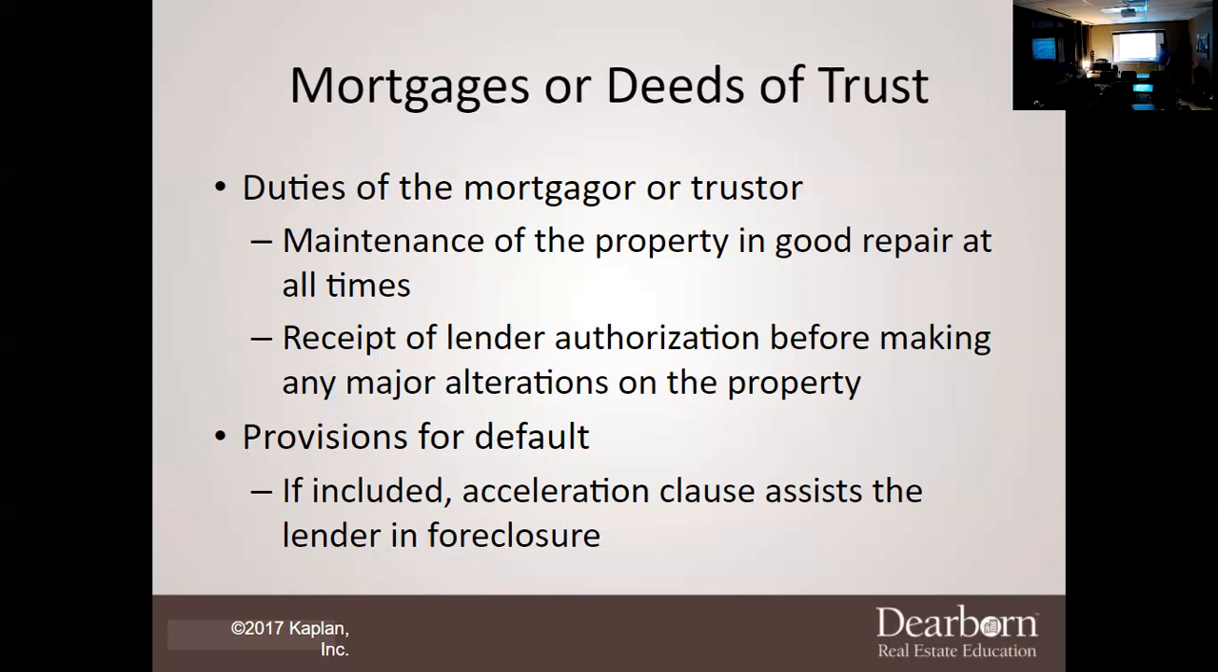Also, receipt of a lender authorization before making any major alterations. Mr. Eugene buys a new property. He decides that he wants to bust out a wall and make a bigger living room. So instead of a 4-bedroom house, he wants to make it a 3-bedroom house with a big living room. Okay? Sounds good, right, Colton? He's paying his mortgage and all. He should be able to do that, right, man?